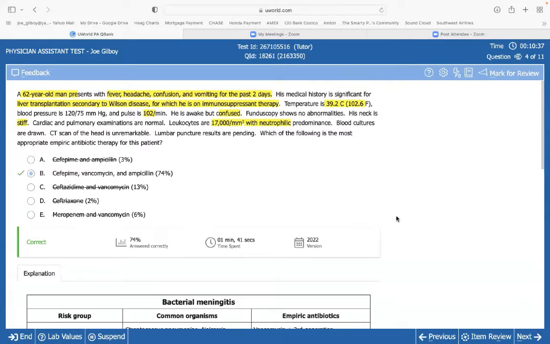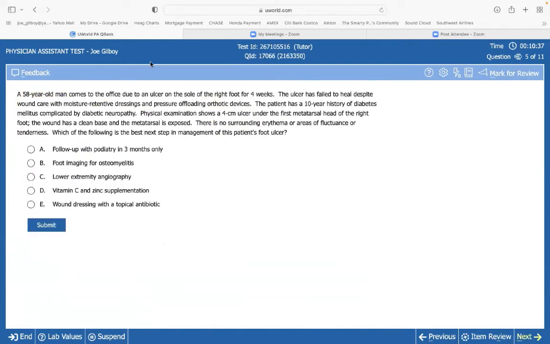Let me see this. See how we're breaking this down? I've got a 58-year-old man comes to the office due to an ulcer on the right side of his foot. Okay. So he's got an ulcer. The ulcer has failed to heal despite wound care with moisture. Okay. So they're treating it, aren't they? Of course he has diabetes. Of course it's a diabetic foot ulcer. We've all seen that, right?